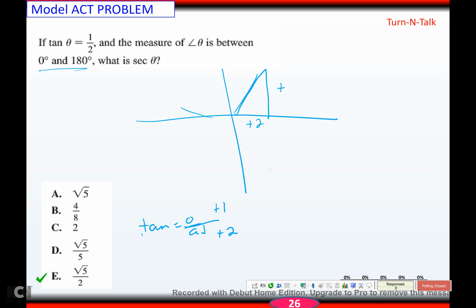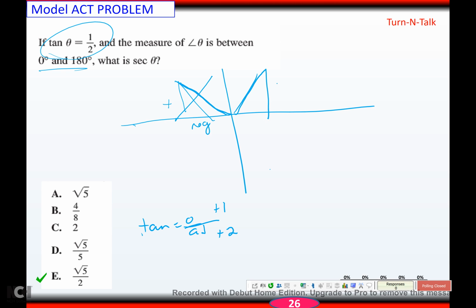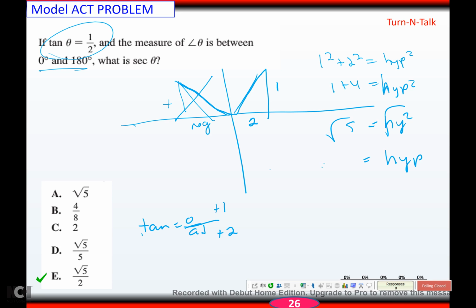If I drew my reference angle over here, then I would have an opposite that would be positive, but my adjacent would be negative, and that can't happen because my adjacent has to be positive. So it can't be over here, which means it has to be over here. Okay, and then it tells me that my tangent is opposite, which is 1, over adjacent, which is 2. So to get that other side, I'm going to do leg squared plus leg squared equals hypotenuse squared. That's 1 plus 4 equals hypotenuse squared. So hypotenuse squared equals 5, square root, and I get my hypotenuse is equal to the square root of 5.